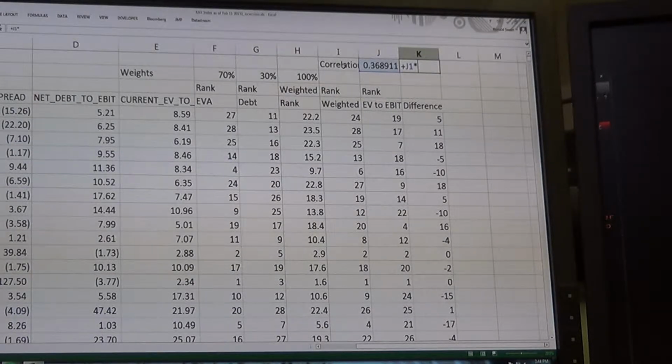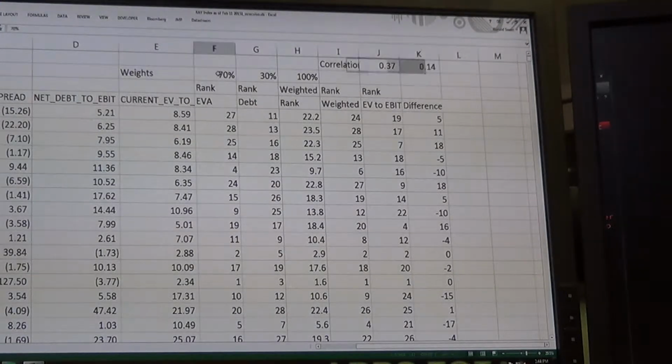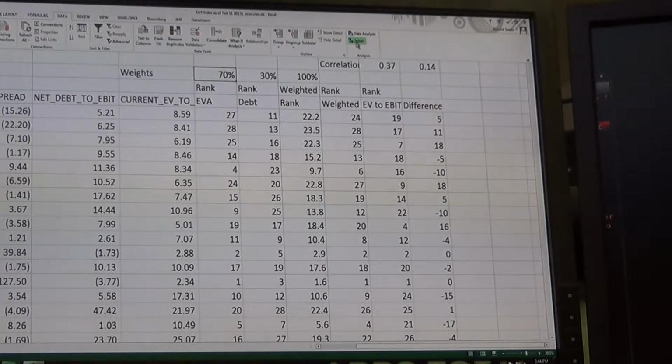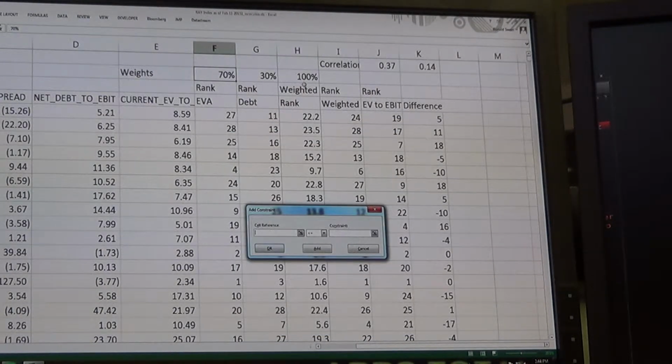I'm going to do the R squared. So we're explaining about 14% of what's going on between these two. So our model is pretty decent. This last part is something you can watch the video and work on, because I don't know if Solver is set up yet. If you've got Solver set up, watch what I'm going to do. I'm going to do Data, Solver. I'm going to tell Solver to maximize that correlation by changing my weights, subject to my weights equaling 100%.